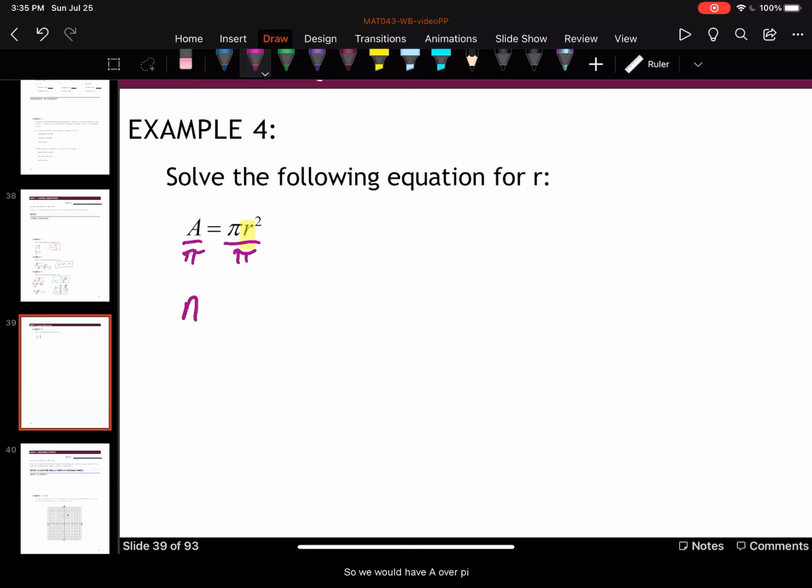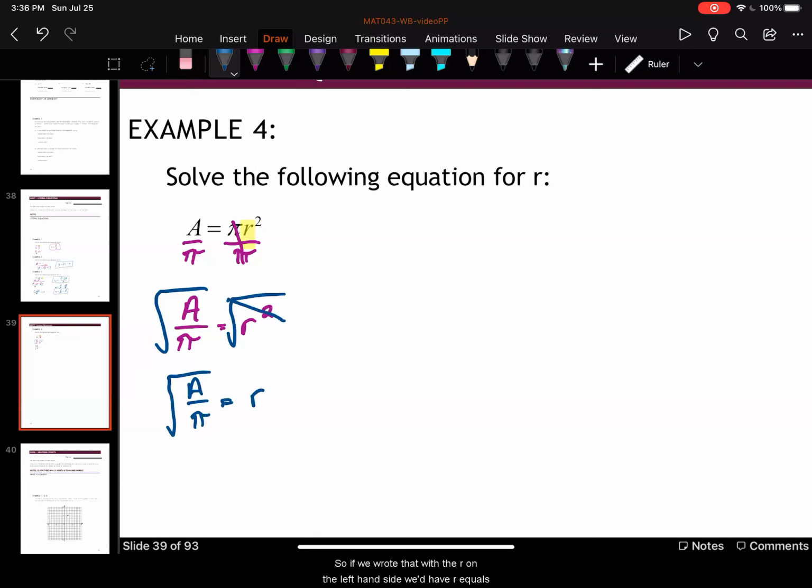So we would have A over pi equals r squared, because those pi values would cancel on our right hand side. So now to get that r by itself, because it's still squared, we would need to take the square root of both sides. So if we do that, then we would have the square root of A over pi equals r. So if we wrote that with the r on the left hand side, we'd have r equals the square root of A over pi for our answer.